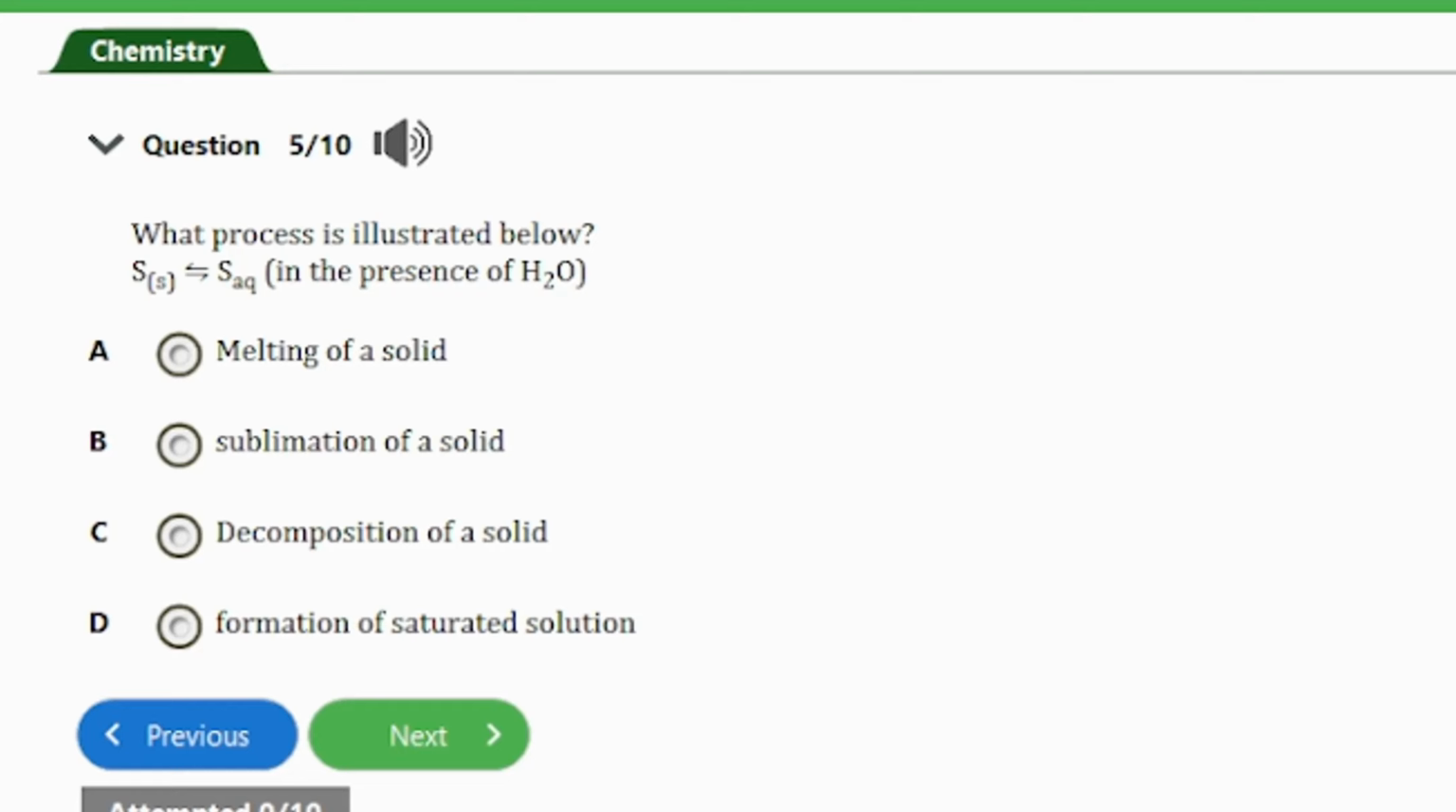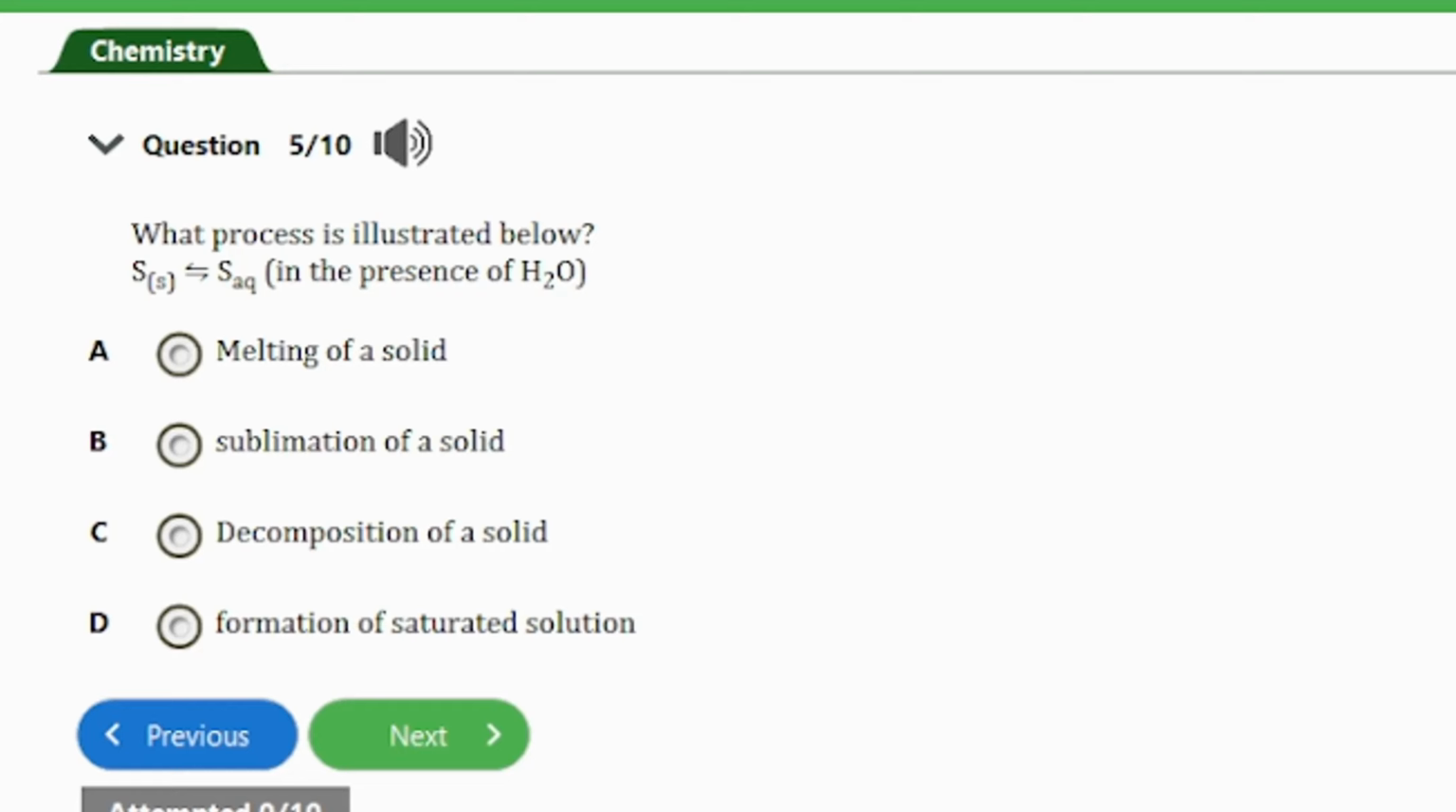Question number 5, it says, what process is illustrated below? So we have a reaction here forming from a solid to an aqueous solution in the presence of water. So guys, option A here says melting of a solid, B, sublimation of a solid, C, decomposition of a solid, D, formation of saturated solution. So guys, the answer to this question is formation of a saturated solution.